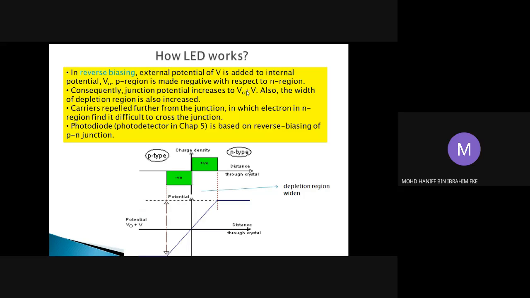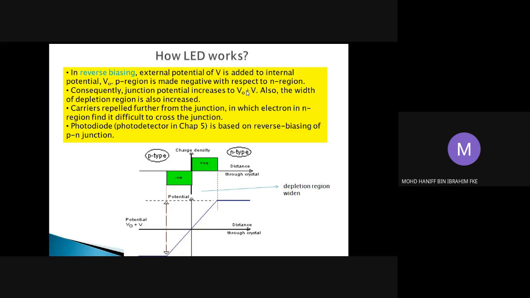This is about reverse biasing. I'm not going to go into detail because this is not a case of the LED working principle. Reverse biasing will be learned later in chapter 5 when we learn about the photodiode or photodetector. A photodetector works based on reverse biasing of the PN junction, whereas light sources, laser diodes or LEDs, work based on forward biasing.